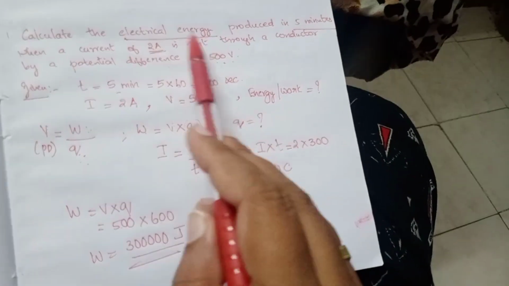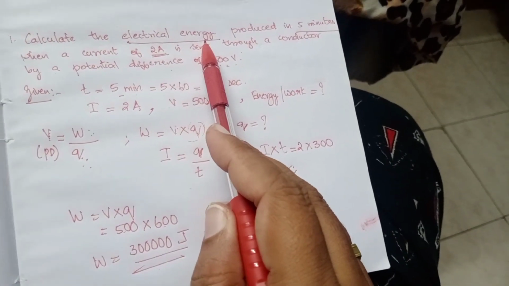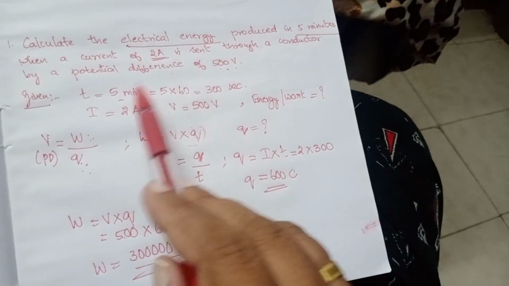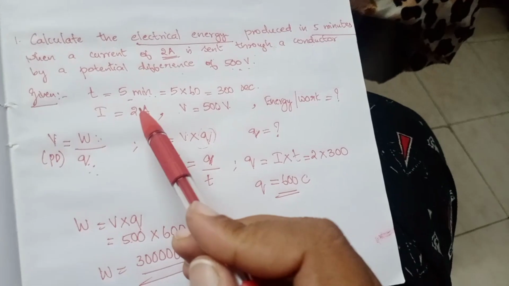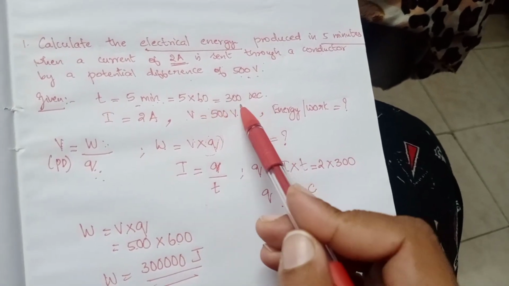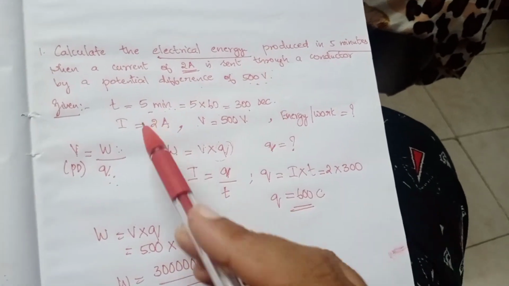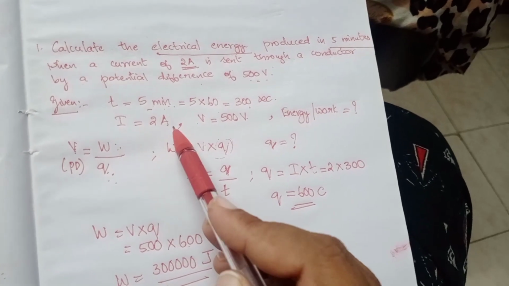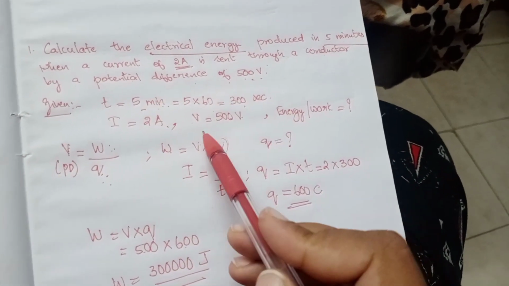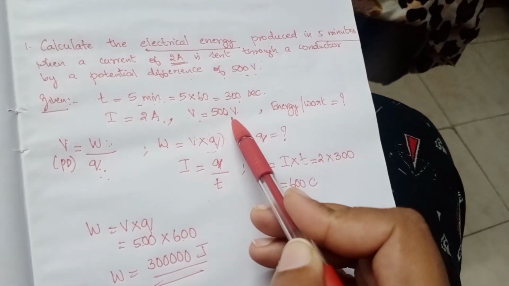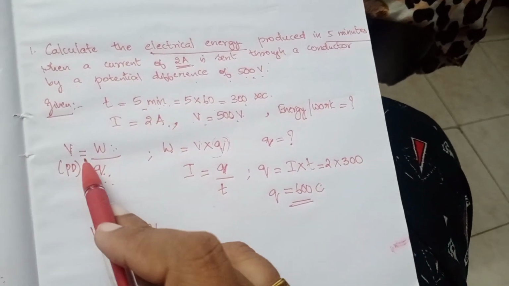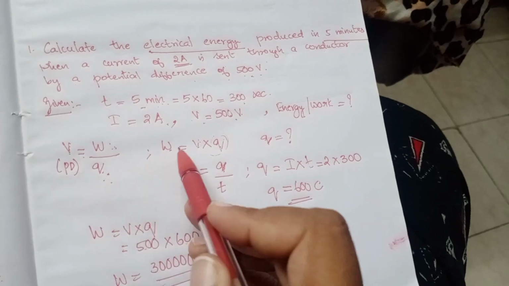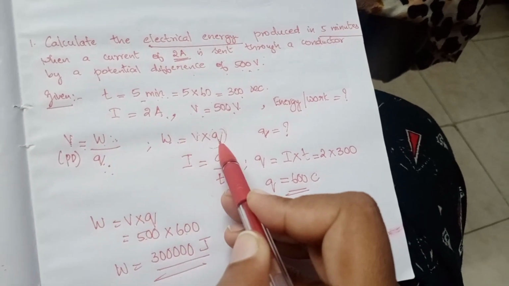So in the question we need to find the value for electrical energy. The time is given in minutes, so we need to convert this minute into second. So 5 minutes is equal to 5 into 60, that is 300 seconds. Again, the value of current is given as 2 amps and the potential difference, that is V, is given as 500 volt. We need to find the work done. So we know the equation for voltage, V is equal to W by Q. From that we can write W is equal to V into Q.